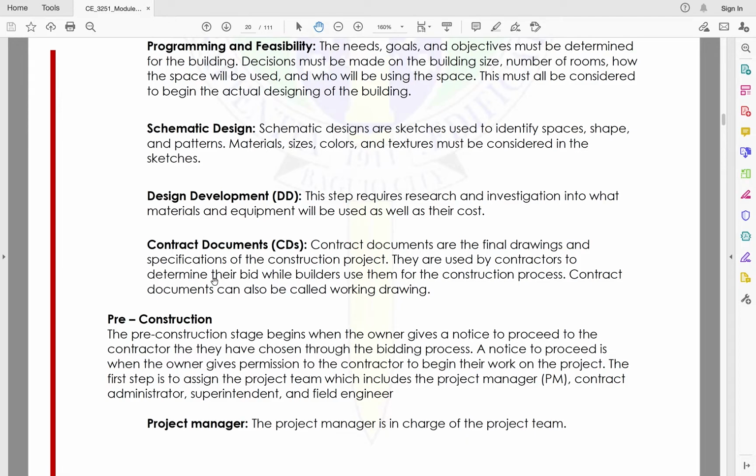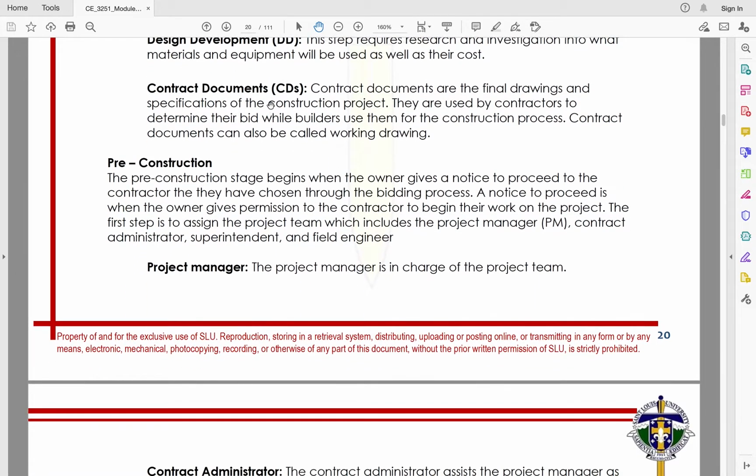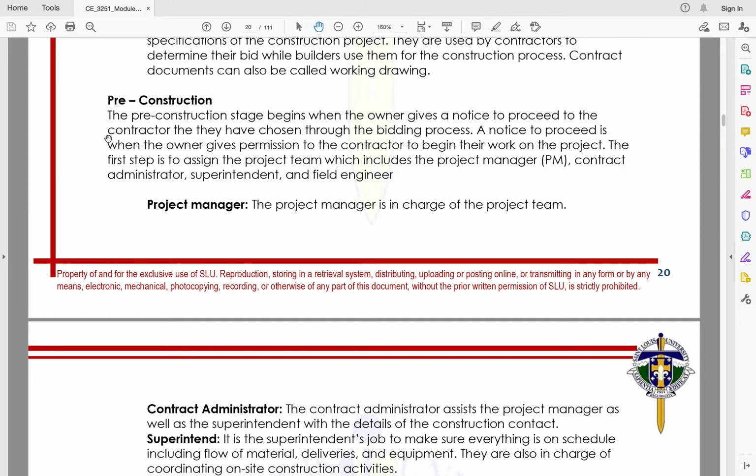Now, builders use these in the construction process because the specifications are there, for example how thick the slab is, and the width and depth of the beam. That's why we call it the working drawing, because that's what we rely on when we construct the structure. Next is the pre-construction stage.